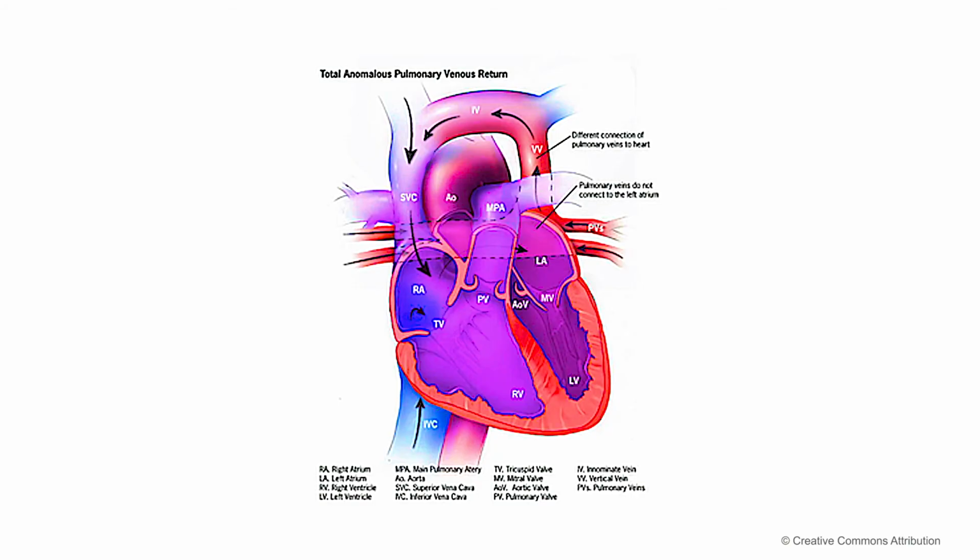This is when the pulmonary veins, which should be draining into the left side of the heart, instead drain right back into the right side of the heart. So this blood that's received oxygen already is going back into the lungs, oxygenated already. It's sending it back into pulmonary circulation.